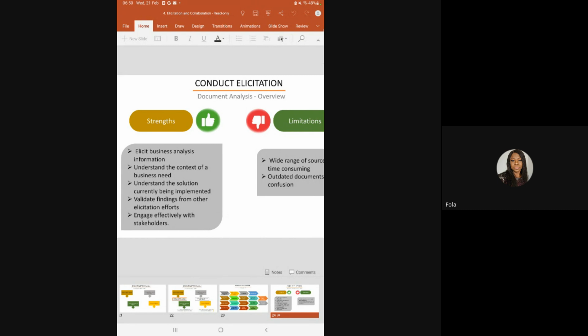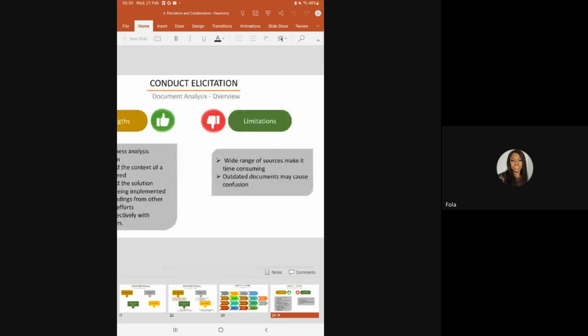Okay. Now comes document analysis. So document analysis will help you. What is the advantage of that? The strengths of document analysis are: elicit business analysis information, understand the context of a business need, understand the solution currently being implemented, validate findings from other elicitation efforts, and engage effectively with stakeholders. That's how we look at document analysis. The limitations are that a wide range of sources makes it time consuming, and outdated documents may cause confusion.